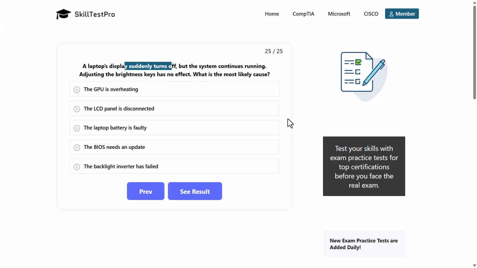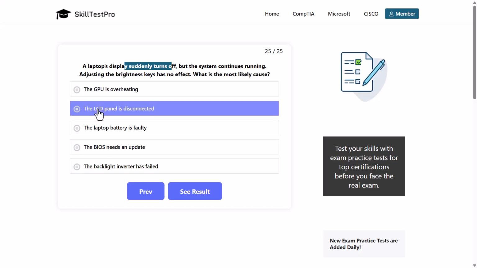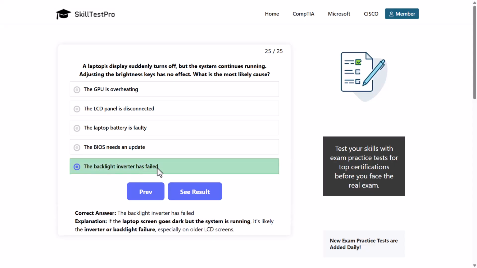So, the most likely cause among all of these could be that the backlight inverter has failed, as the computer is still working, so nothing to do with the GPU or the LCD panel being disconnected, because why would it disconnect? The most likely answer would be the backlight inverter has failed, as if the laptop screen goes dark but the system is running, it's likely the inverter or backlight failure, especially on older LCD screens.